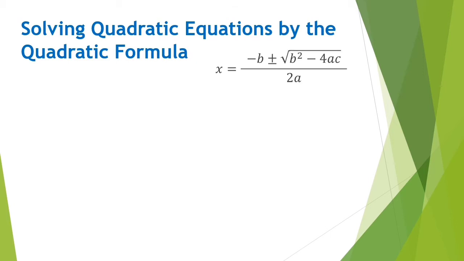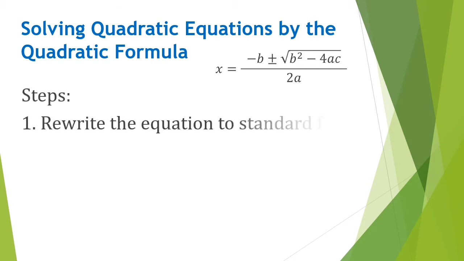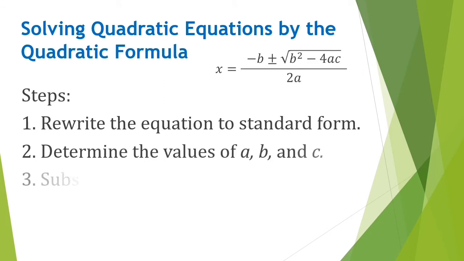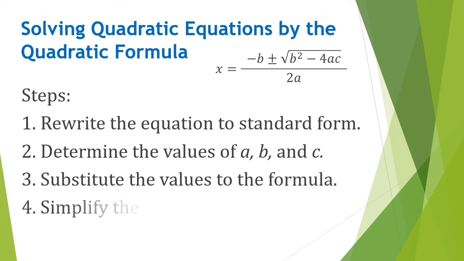In using the quadratic formula, there are 5 easy steps that we need to follow. Number 1, rewrite the equation to standard form. Number 2, determine the values of A, B, and C. Number 3, substitute the values to the formula. Number 4, simplify the result. And number 5, check your answer.